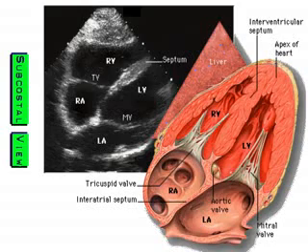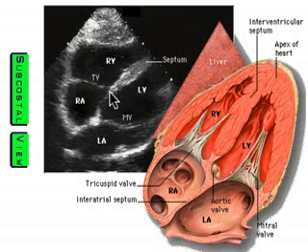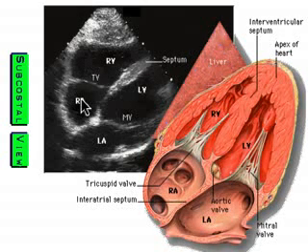When you have a nice view of the subxiphoid, though, this is the kind of stuff you're looking for. Again, RV, LV, RA, LA, and we can see the mitral valve between the LA and the LV, the tricuspid valve between the RA and the RV, the liver being at the top of the screen.